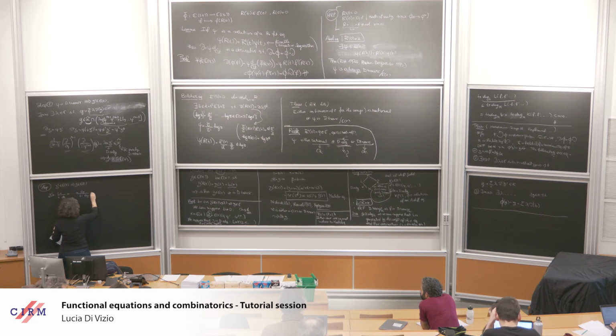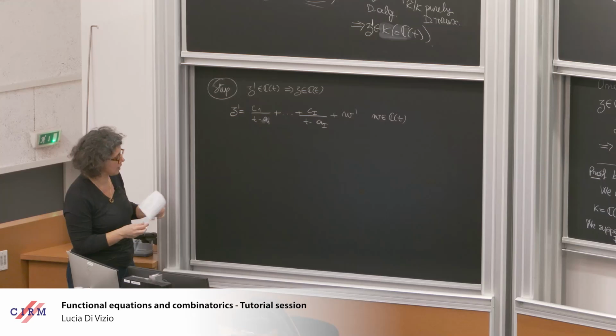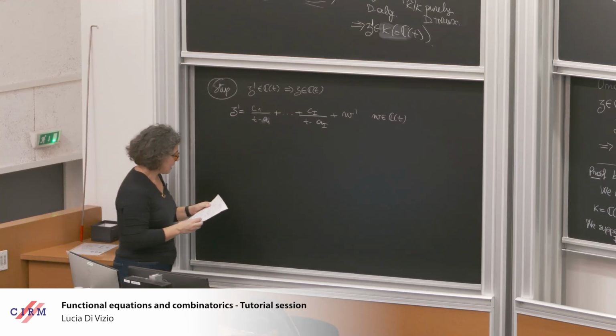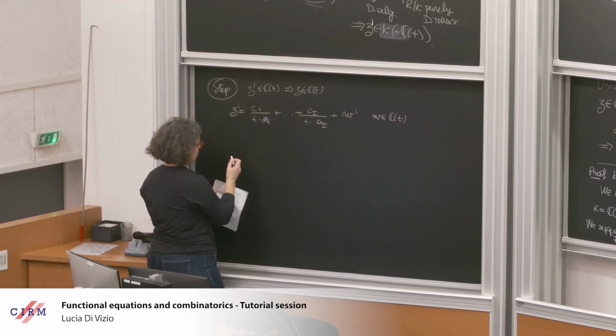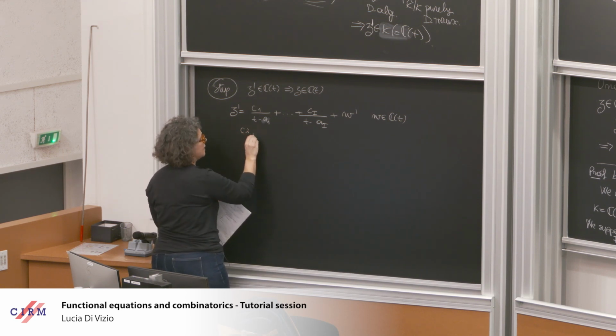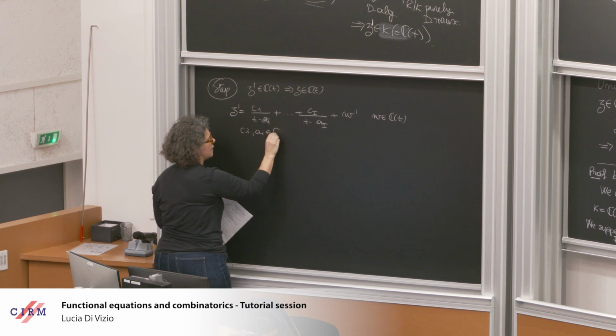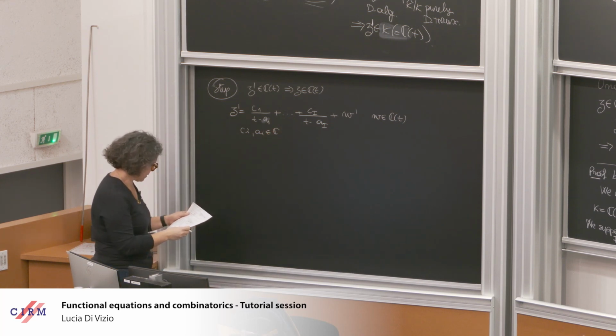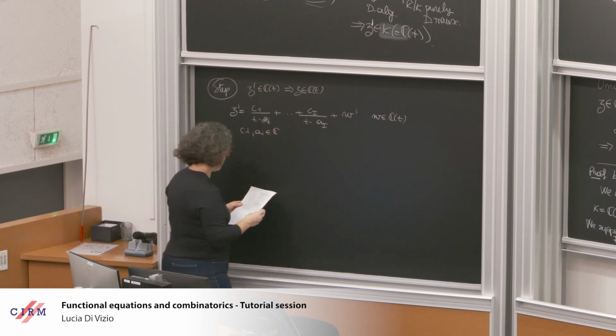Okay, and then there's a rational part which I call omega prime for some omega in C(t), because we can find a primitive of this part. So just to remember that we can find a primitive. And what happens? The c_i and a_i are complex numbers, of course.